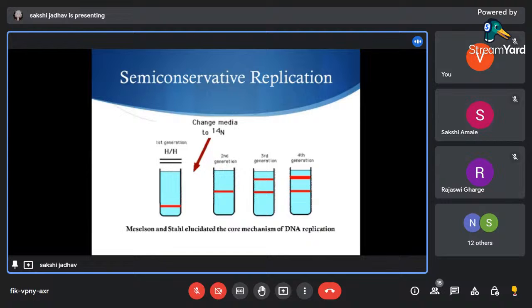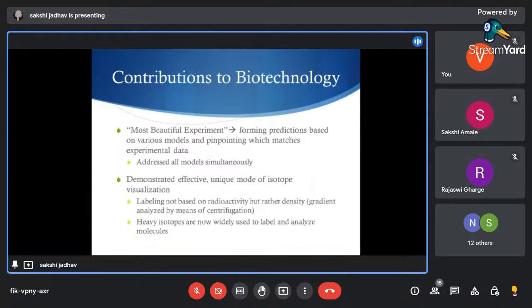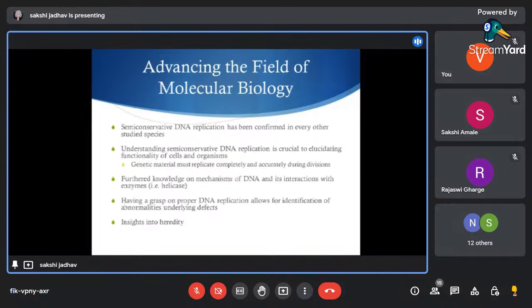confirming the semi-conservative replication model. A contribution to biotechnology, this is considered a most beautiful experiment, forming predictions based on various models and pinpointing which matches the experimental data. It addressed all models simultaneously and demonstrated an effective, unique mode of isotope labeling, based not on radioactivity but rather on density. Heavy isotopes are now widely used to label and analyze molecules, advancing the field of molecular biology.